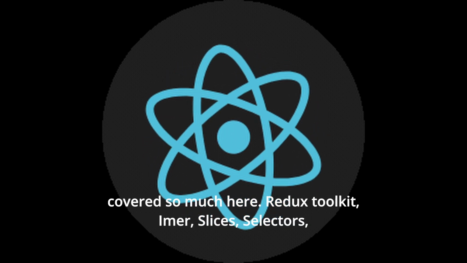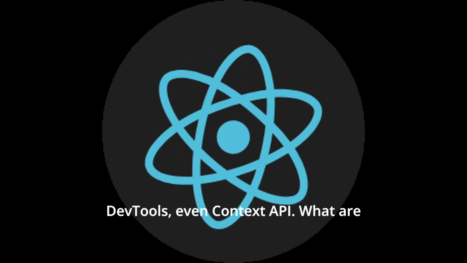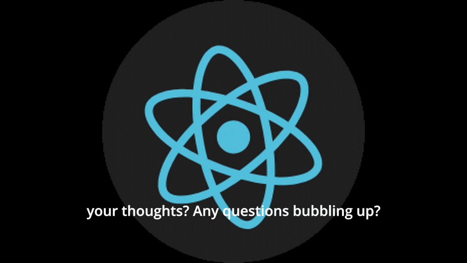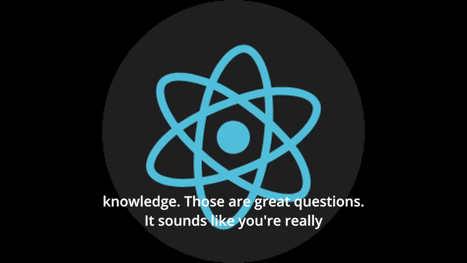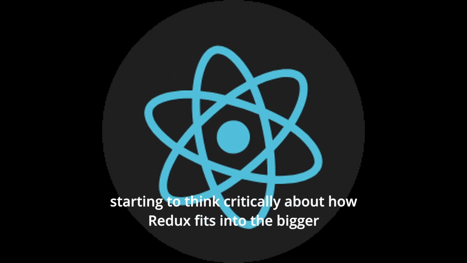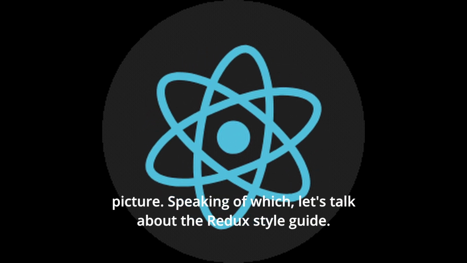Okay, we've covered so much here: Redux Toolkit, Immer, slices, selectors, DevTools, even context API. What are your thoughts? Any questions bubbling up? It sounds like you've really been absorbing all this Redux knowledge. Those are great questions. It sounds like you're really starting to think critically about how Redux fits into the bigger picture. Speaking of which, let's talk about the Redux Style Guide.